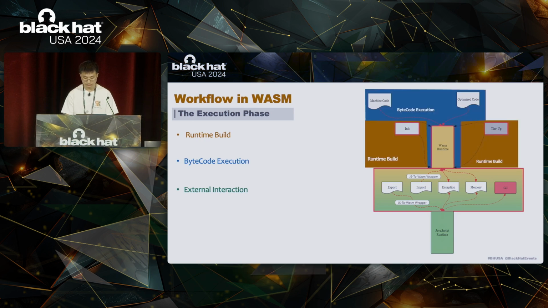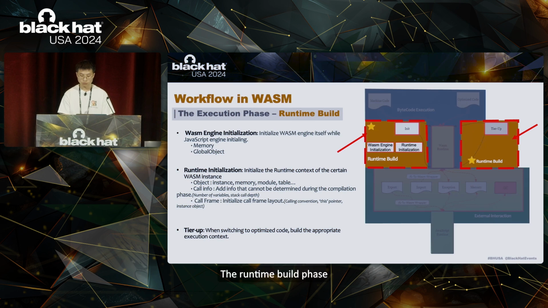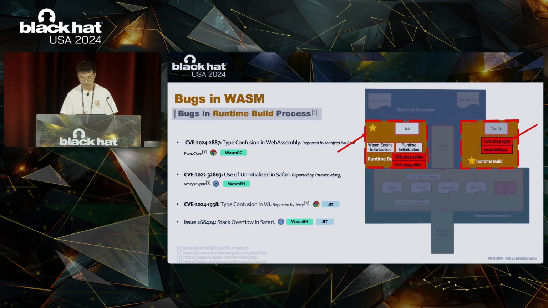The runtime build phase involves three aspects. The WASM engine initialization provides a global environment. The runtime initialization sets up call information and call frames for specific WASM instances. The tear-up makes preparation for context switching when OSR occurs. Vulnerabilities in this phase are related to the design of the WASM runtime structure. Complex contexts may lack certain boundary checks.